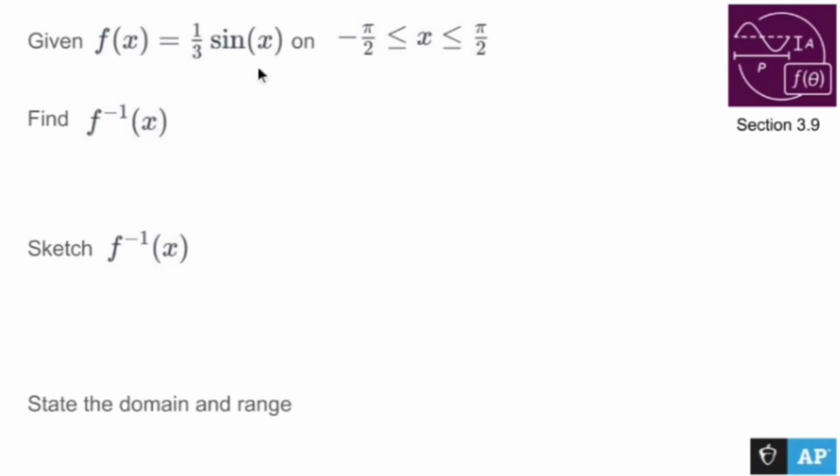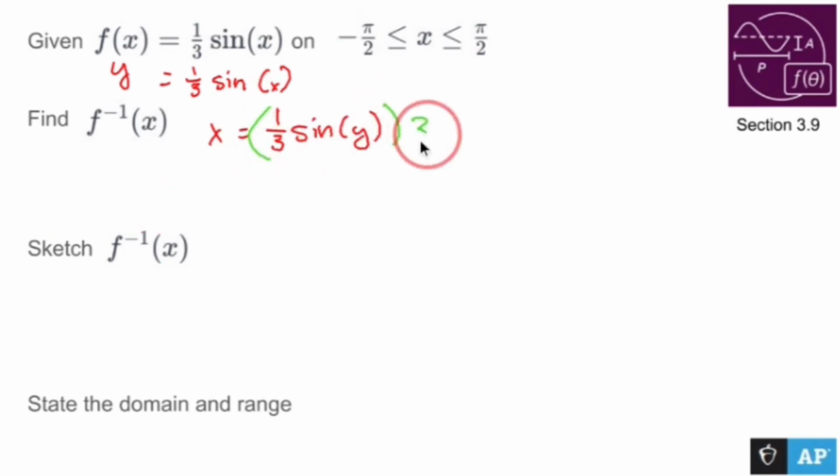So whenever I find the inverse, I like to pretend that f of x is y, and so that's going to equal 1/3 sine x, right? Step number 1 when finding the inverse is swap the x and the y, so x equals 1/3 sine y. Multiply both sides by 3, and that will allow the 1/3 attached to the sine to go away. So now we have 3x equals sine y.